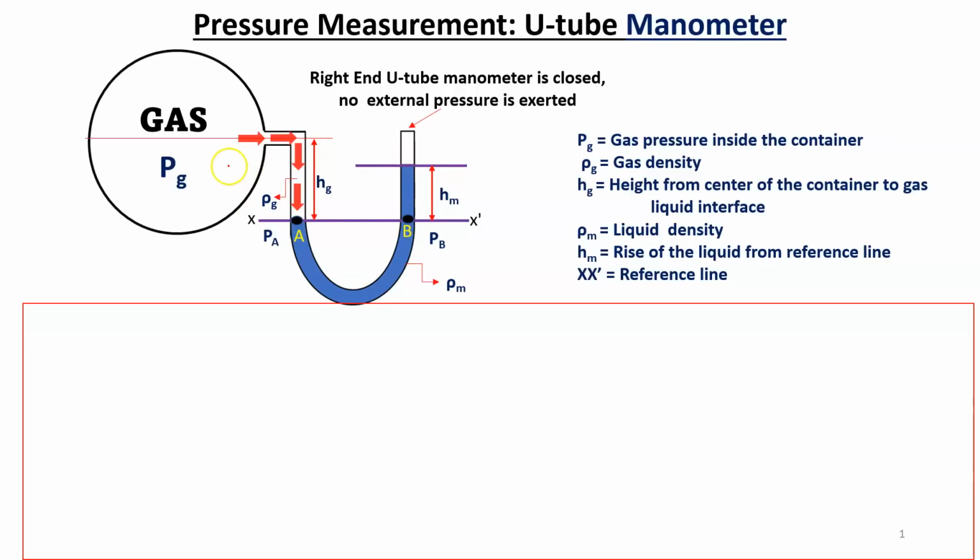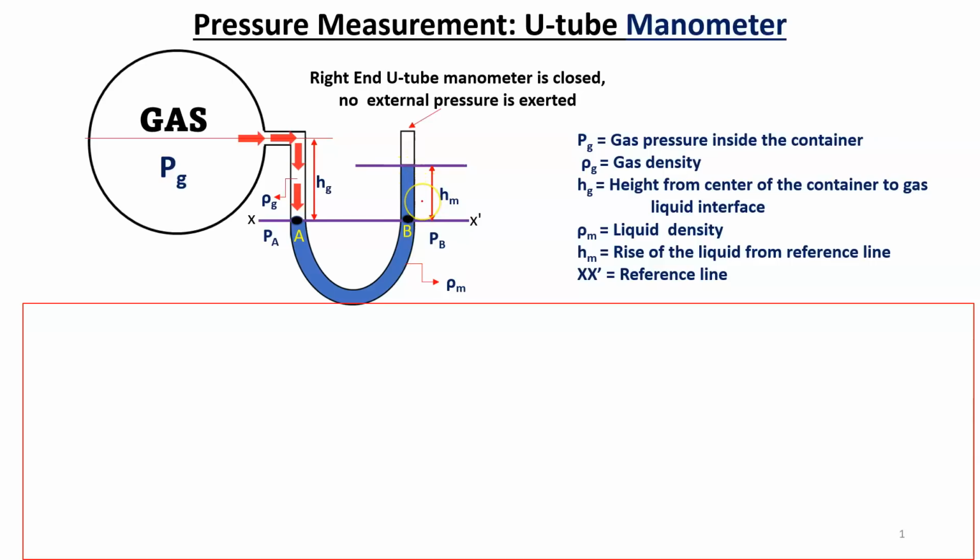Just consider rho g is the gas density, and the height from the center of the container to the gas liquid interface is hg, and the manometric liquid density is rho m. The height difference, meaning how much the manometric liquid rises up in the right hand limb, is hm. The right hand end of the manometer is closed, so no external pressure is exerted on that right hand limb.